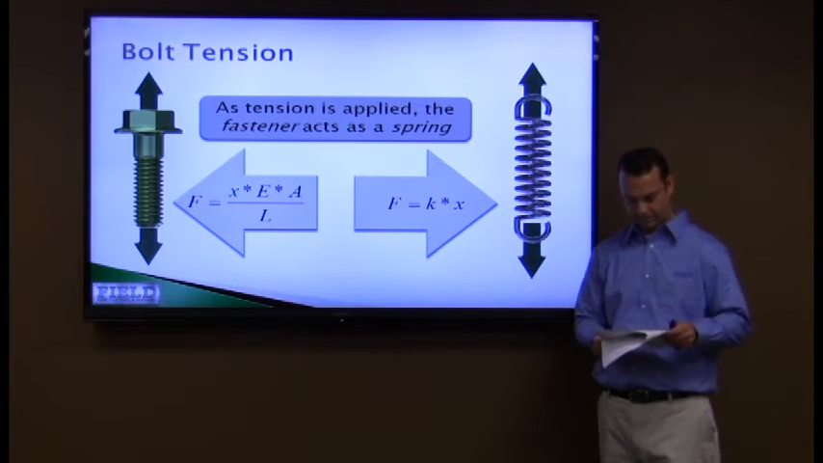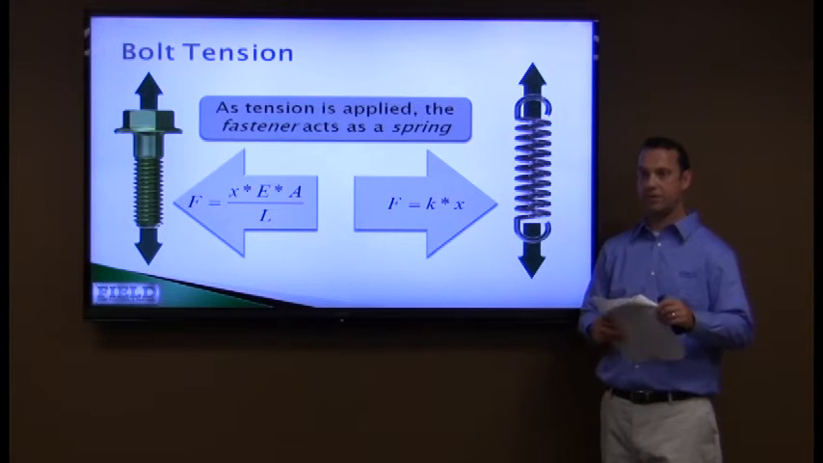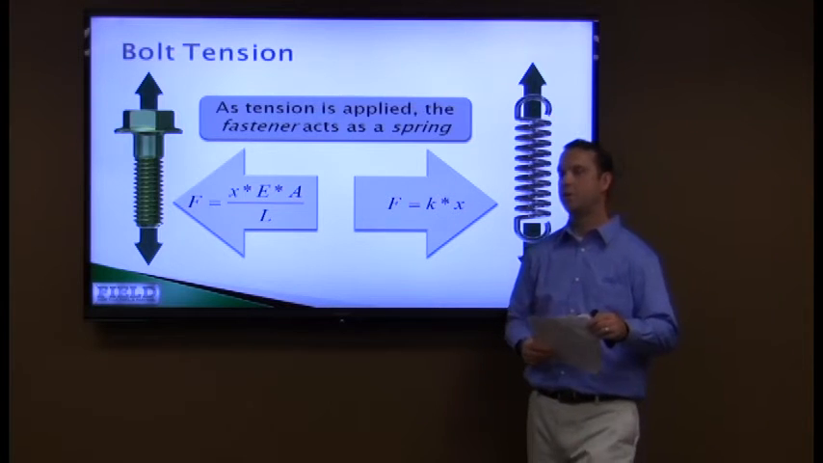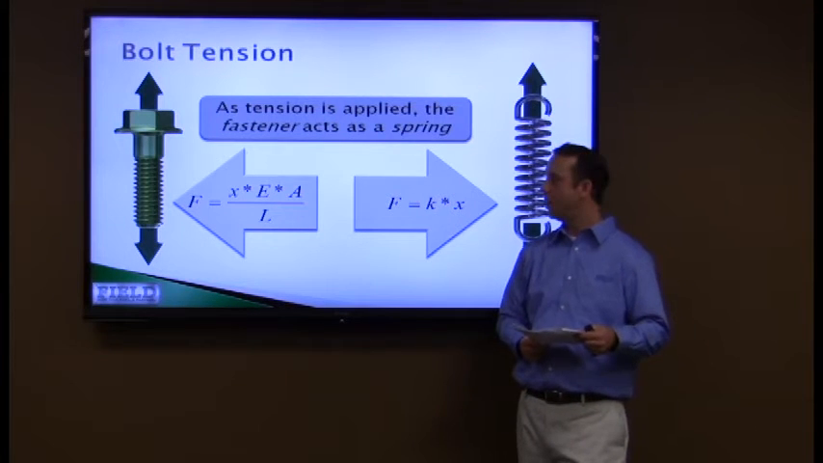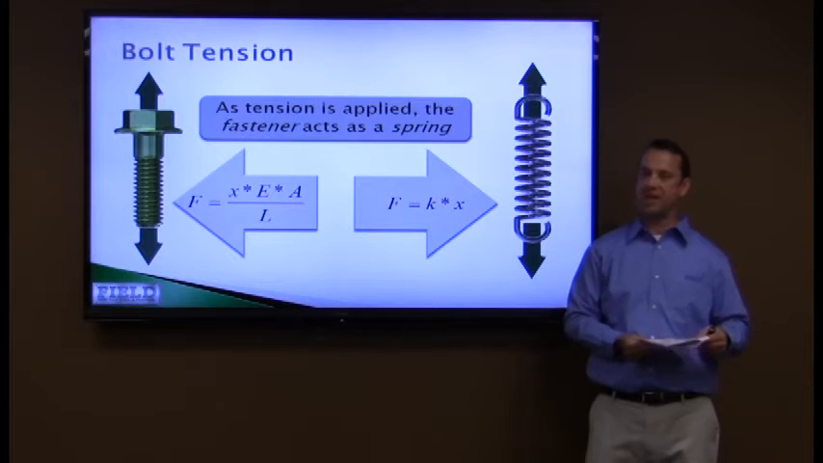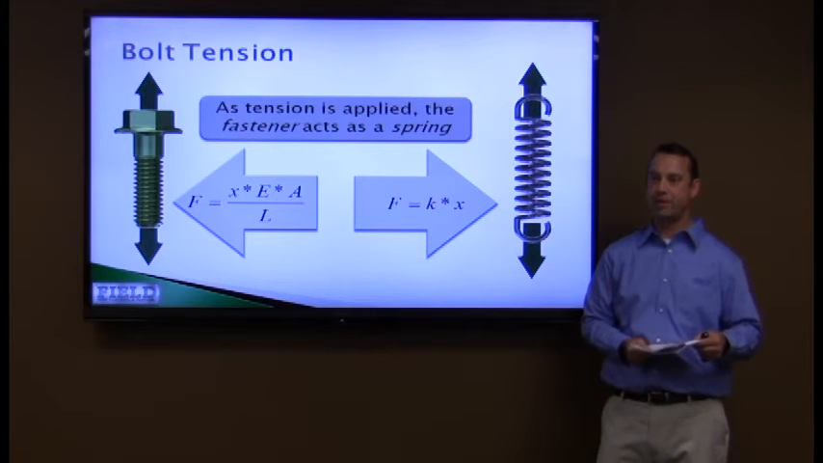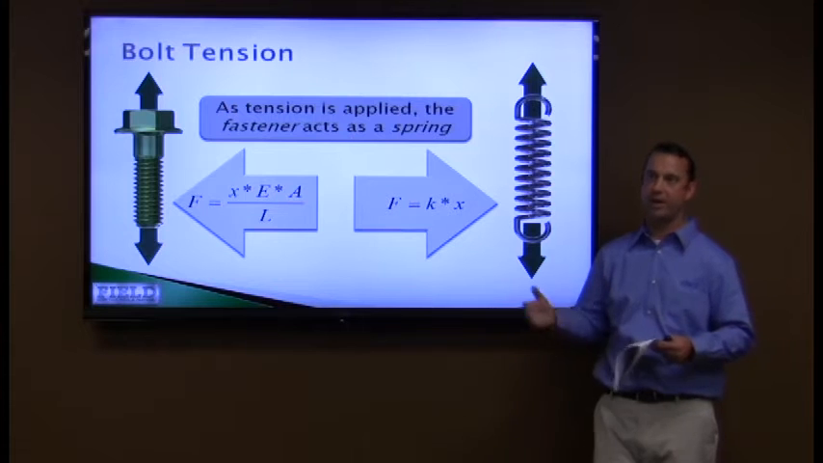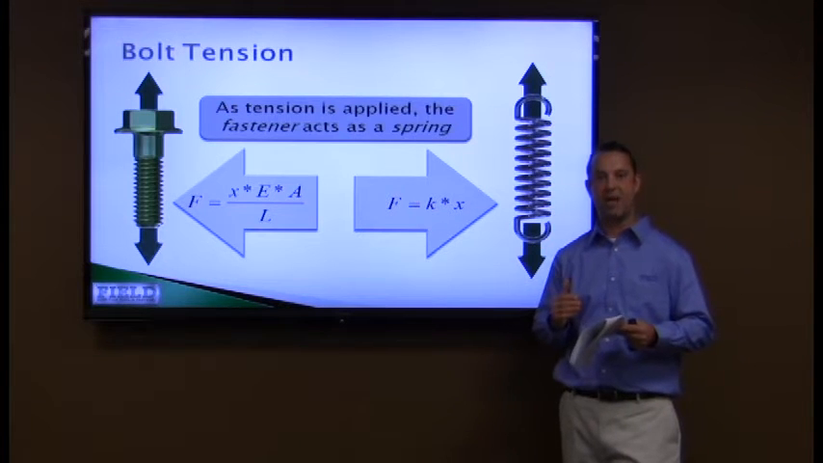So, the A is basically about the pitch diameter of the thread. Is that what it is? It's a stress area, which is actually a little bit less than the pitch diameter of the thread. The stress area is something that was calculated through experimentation. It's roughly halfway between your pitch diameter and your minor diameter.